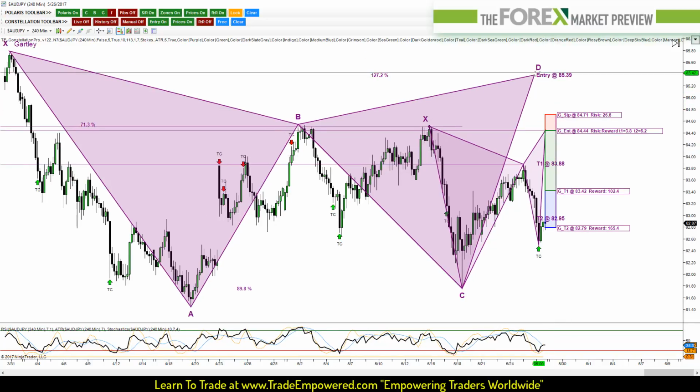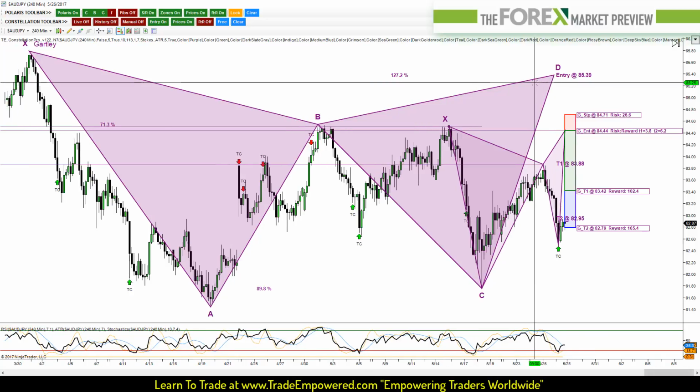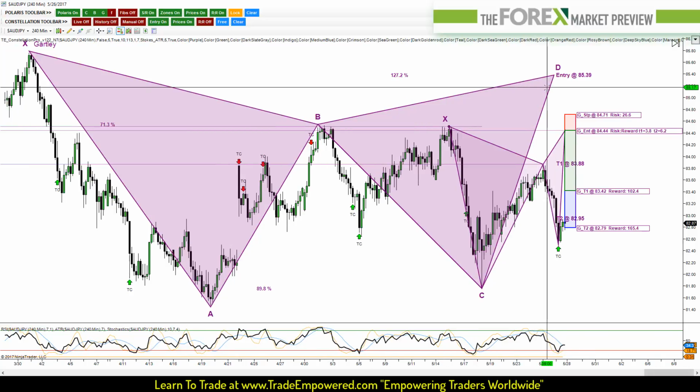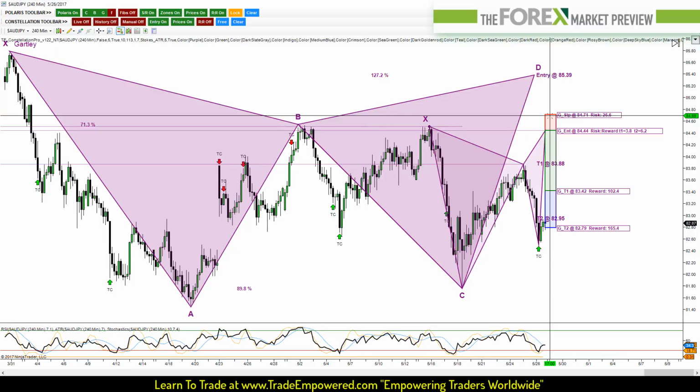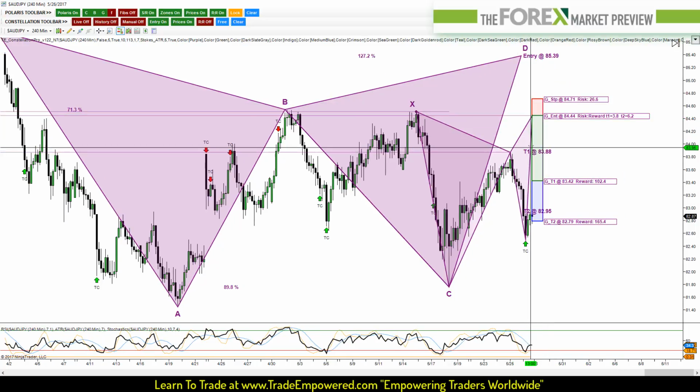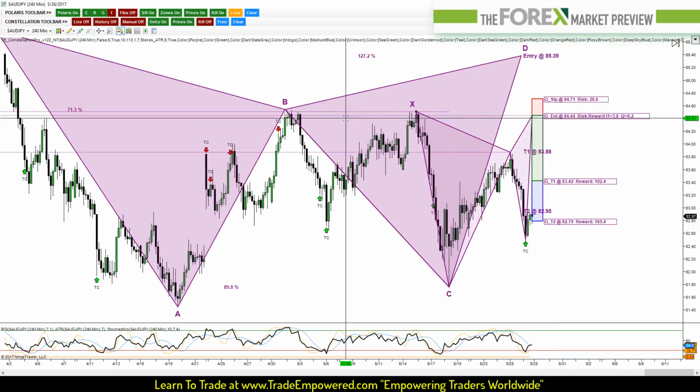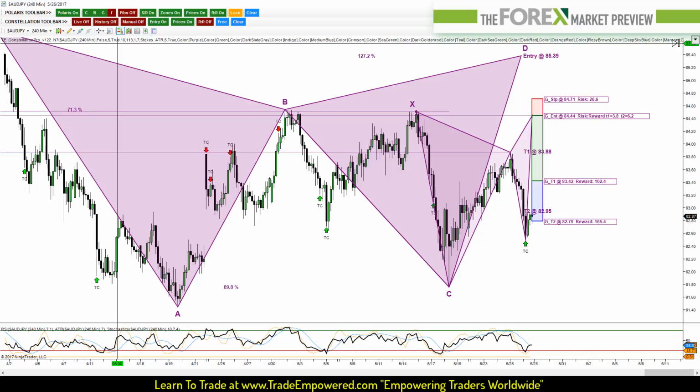And then there's the even bigger one here. This one's not going to have as great a risk reward because it's a more shallow pattern. But two potential bearish trading opportunities here, Gartleys on the Aussie yen.